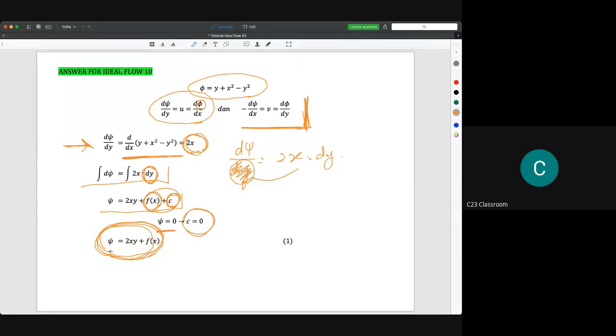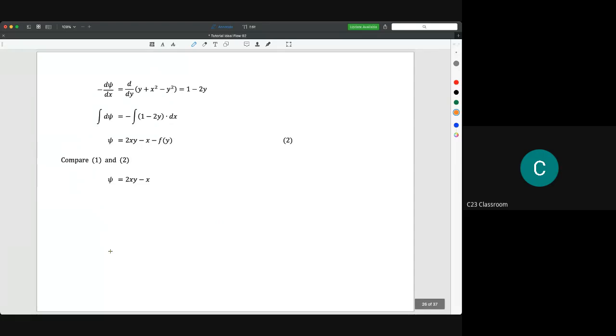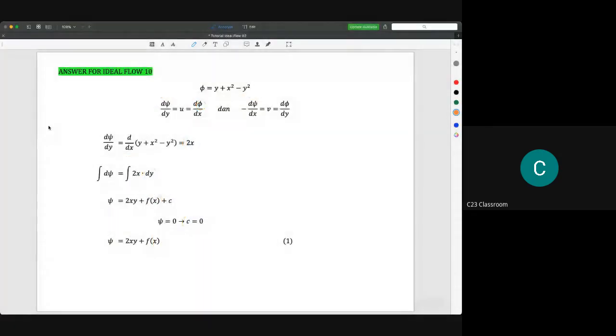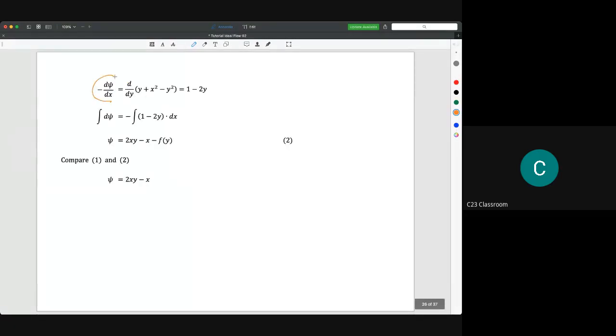Then what we need to do is work from the velocity v. If you could see here, we were doing our calculation on this side, so we need to use this element also to continue our calculation. As stated here, we have negative d psi over dx, which is equal to d phi over dy, and it is equal to 1 minus 2y. If we do the same steps and integrate both sides, we have psi equal to 2xy minus x minus f(y).